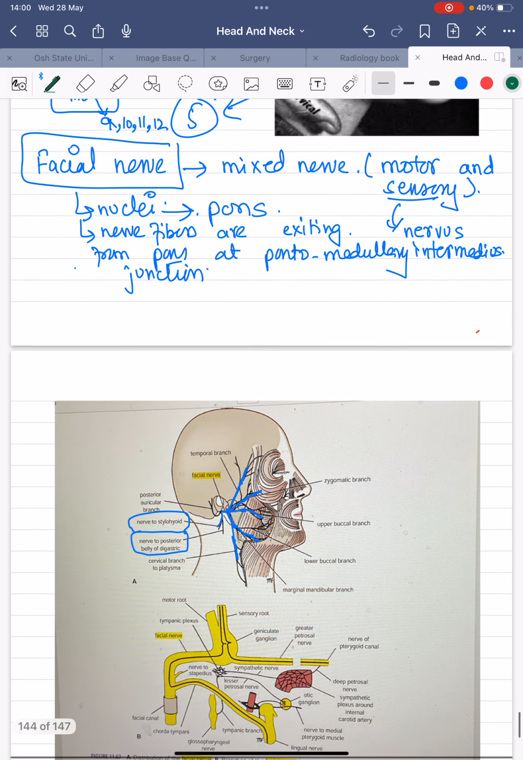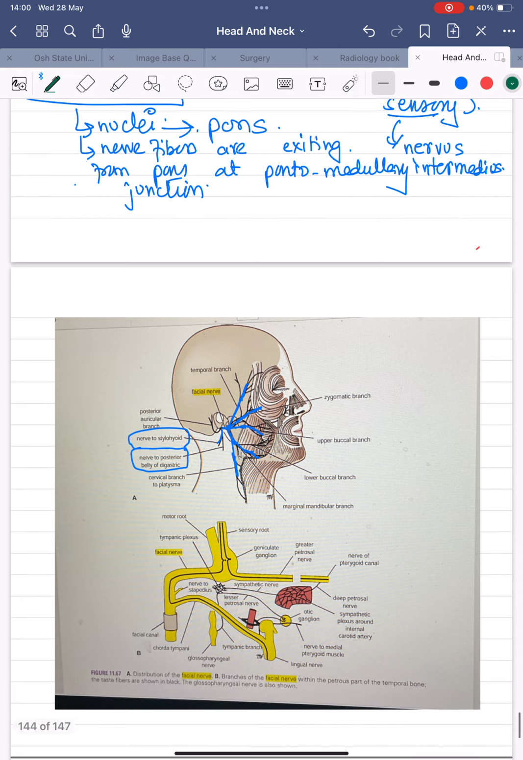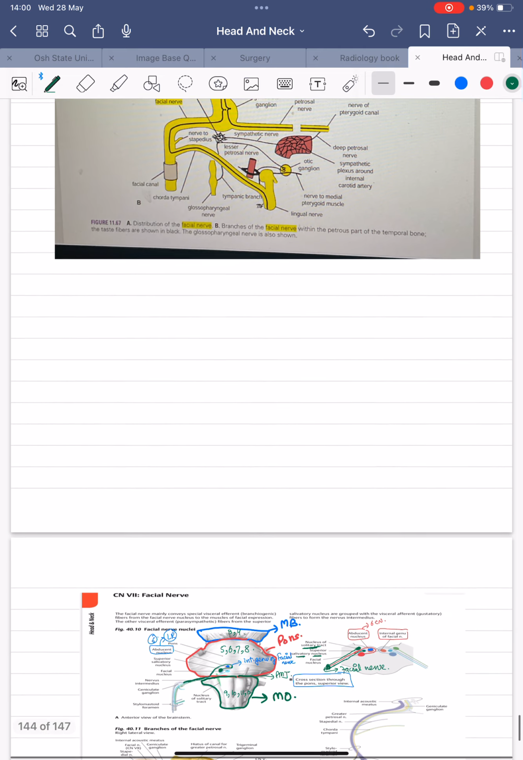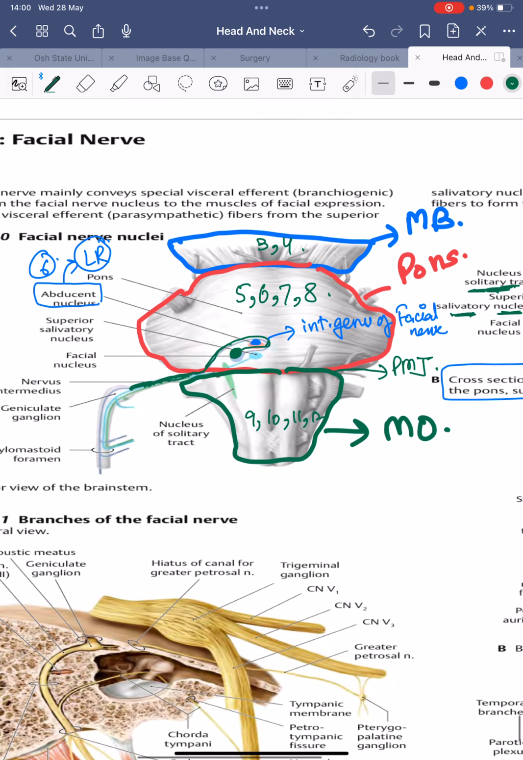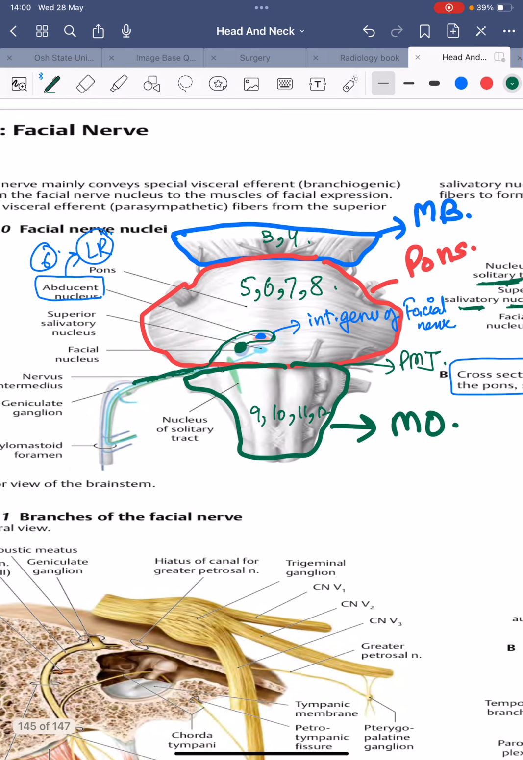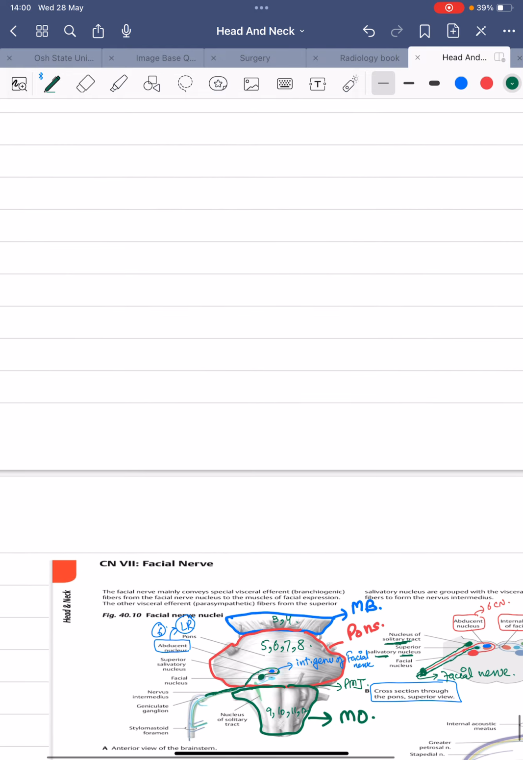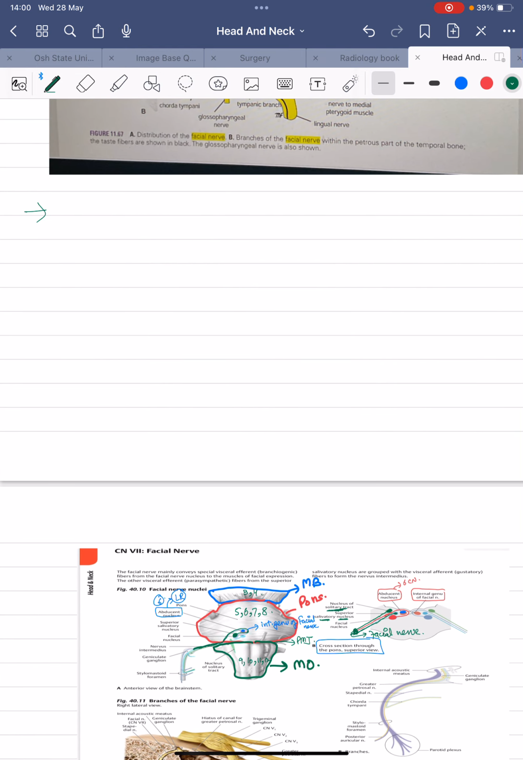So see here, all students. The facial nerve is a mixed nerve, clear? And now it is exiting out, see this diagram, from the pontomedullary junction. When it is exiting out from the pontomedullary junction, please remember, it is going to enter into the internal acoustic meatus.